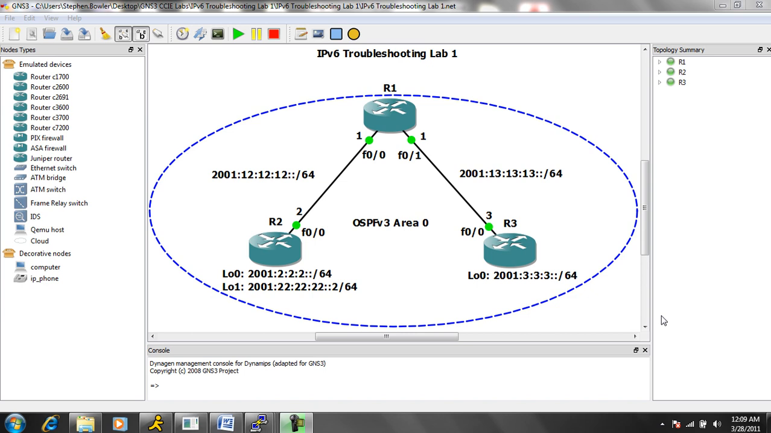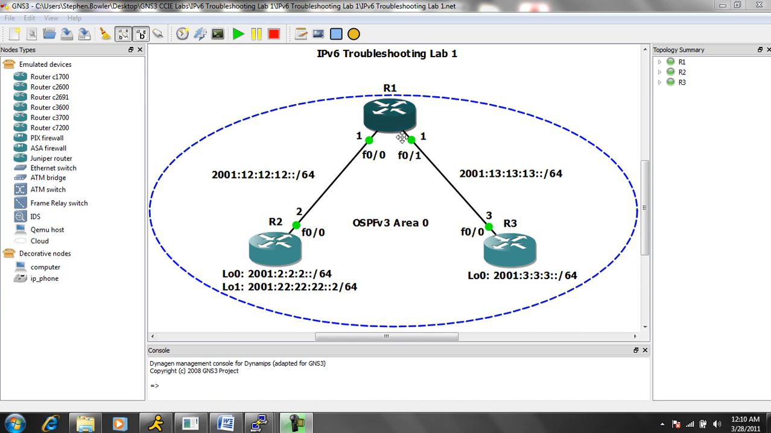So in this lab we have three routers, router 1, 2, and 3, all of which are in OSPFv3 area 0. The network between router 1 and router 2 is the 2001:12:12:12::/64 network. Router 1 is the 1 IP and router 2 is the 2 IP. The network between router 1 and router 3 is the 2001:13:13:13::/64 network. Router 1 is the 1 IP and router 3 is the 3 IP on the local network.